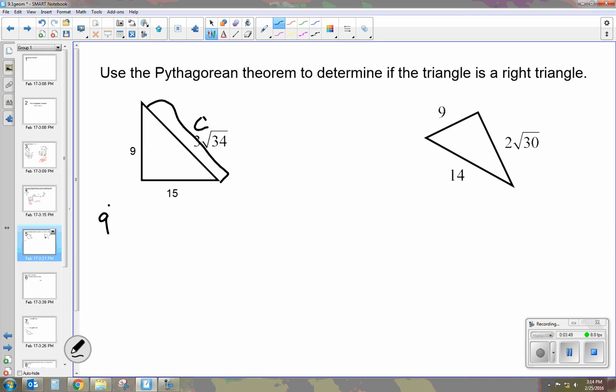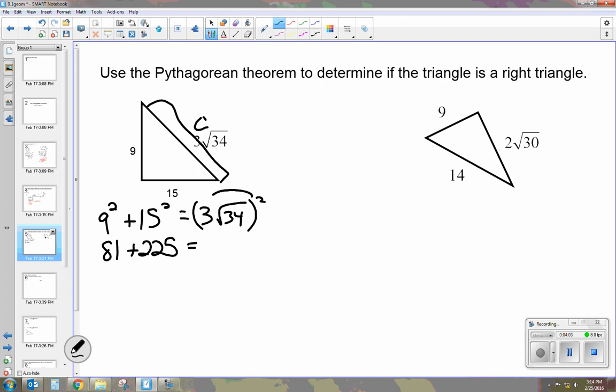So we're going to do 9 squared plus 15 squared equals 3 times the square root of 34 squared. 9 squared is 81. 15 squared is 225. To do this, we have to square both terms. So we do 3 squared, which is 9, times the square root of 34 squared, which is simply 34, because the square and the square root cancel out. On our left side, we are left with 306, and 9 times 34 is also 306. Because our a squared plus b squared equals our c squared, we know that we do have a right triangle.